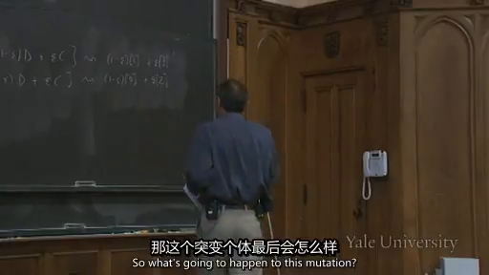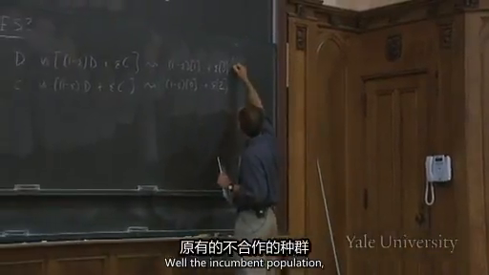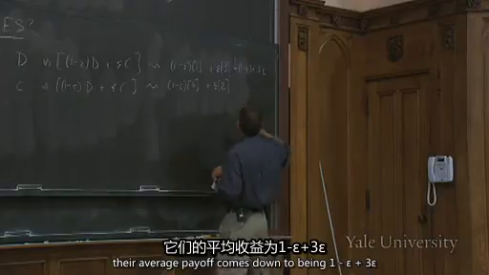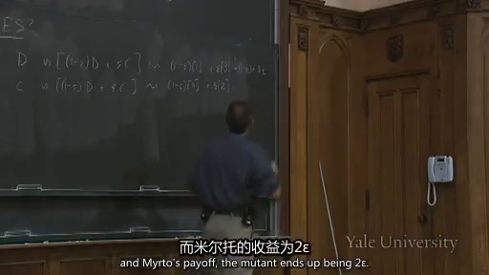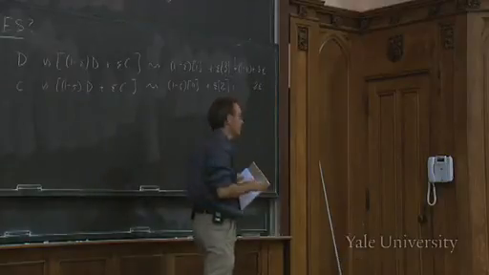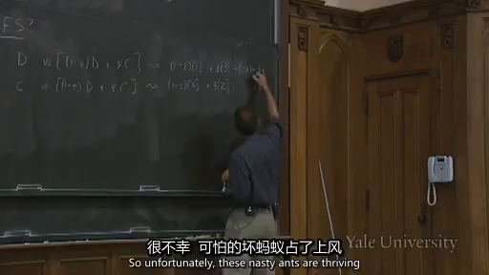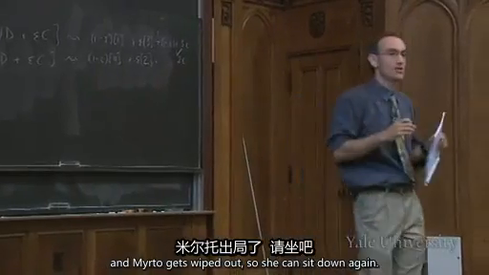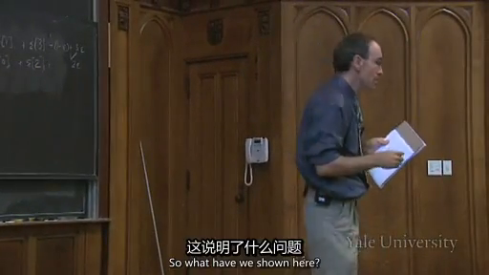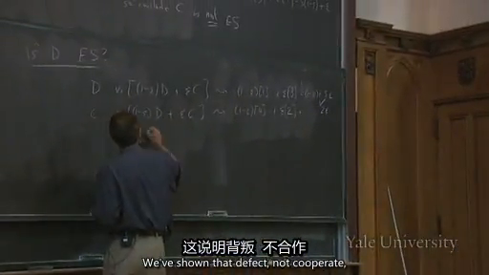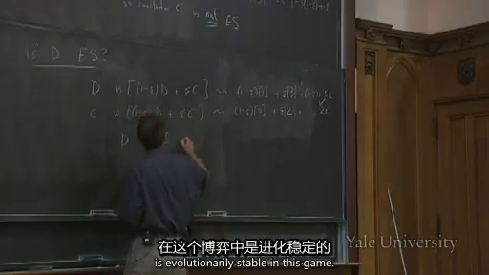So what's going to happen to this mutation? Well, the incumbent population, their average payoff comes down to being 1 minus epsilon plus 3 epsilon. And Murtu's payoff, the mutant, ends up being 2 epsilon. All right? So unfortunately, these nasty ants are thriving, and Murtu gets wiped out, so you can sit down again. All right? So what have we shown here? We've shown that defect, not cooperate, is evolutionarily stable in this game.